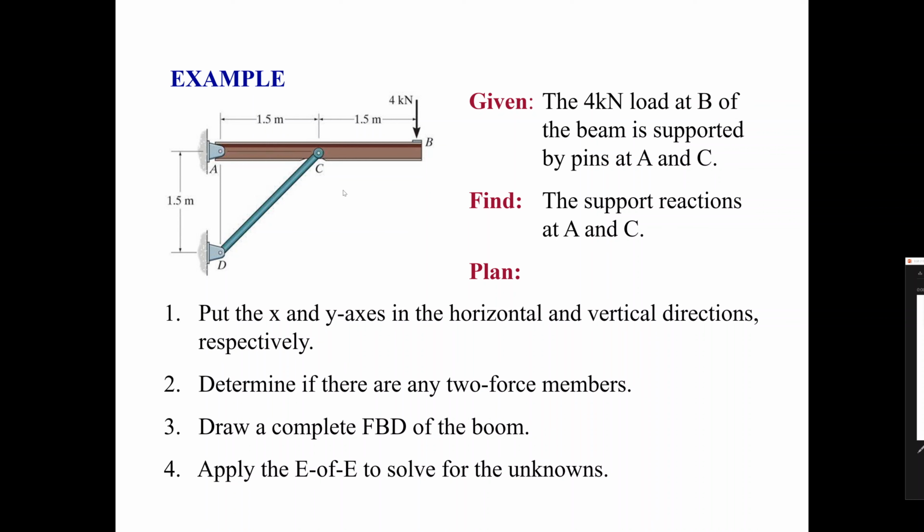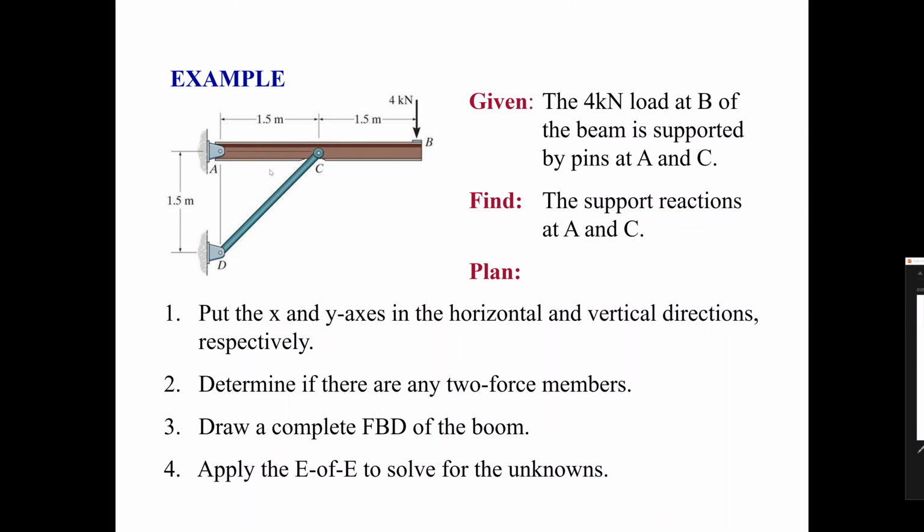Okay. So first thing is we can come up with an x and y axis, right? Our horizontal and vertical directions should work out pretty well here. And you could even make A your origin, starting from there and going up. The next step: determine if there are any two force members. Well, yes, we see this one right here. Draw the complete free body diagram of the boom.